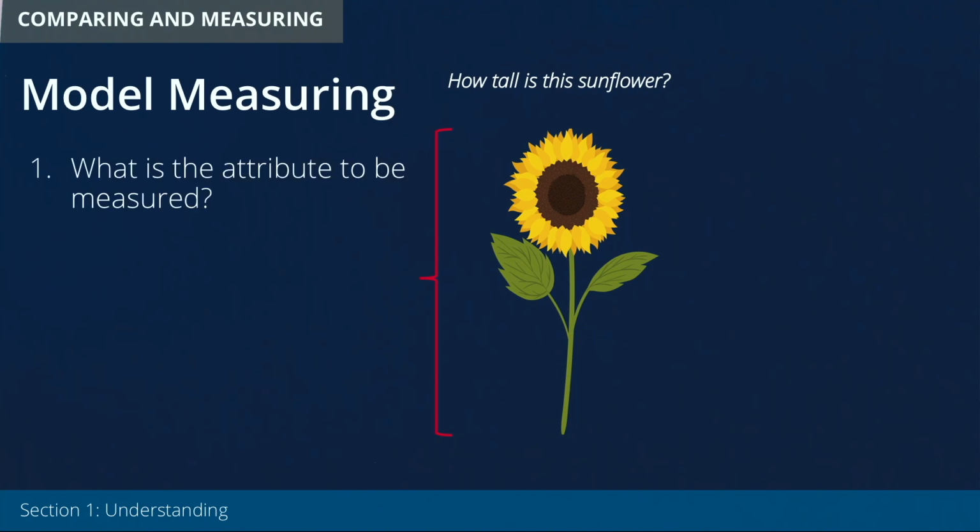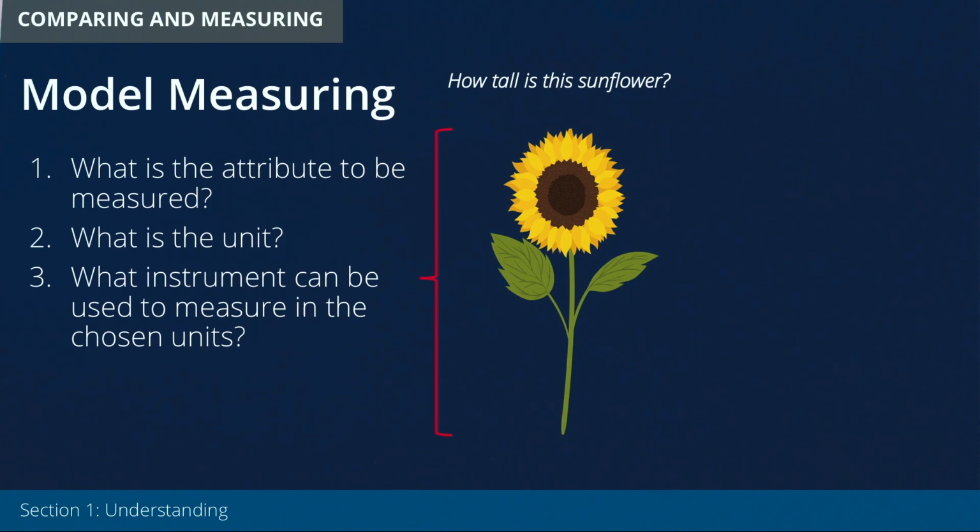First, I want to think about what is the attribute to be measured if I'm interested in how tall this sunflower is. So if I'm thinking about the attribute here, the attribute is height. And then what is the unit where I could measure height? Well, perhaps I want to measure this sunflower in inches. Then what instrument could be used to measure in the chosen units? Well, I could think about using a measuring tape or maybe a ruler. And then how many units is the sunflower? Well, that's to be determined.